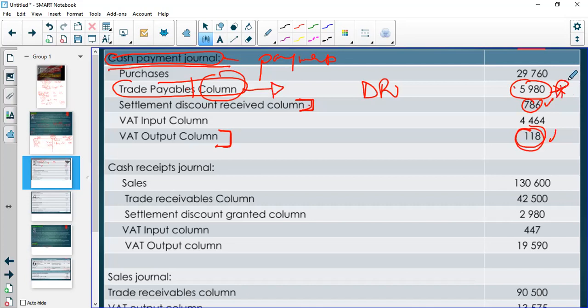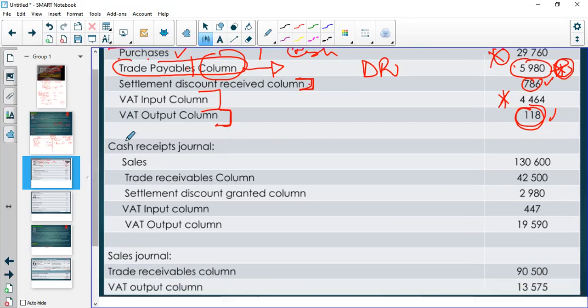So I'm just going to put this amount only. So these are purchases which we bought on cash. All right. Because this is the column for cash purchases, I'm not going to record that in the trade payables control. The VAT input as well is for these cash purchases, so I'm going to leave them out. Right. So that's what I'm going to do.